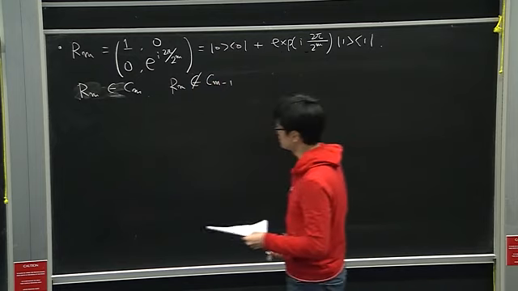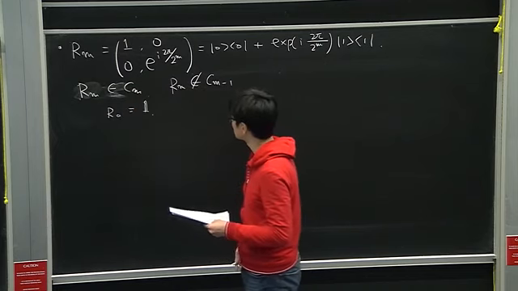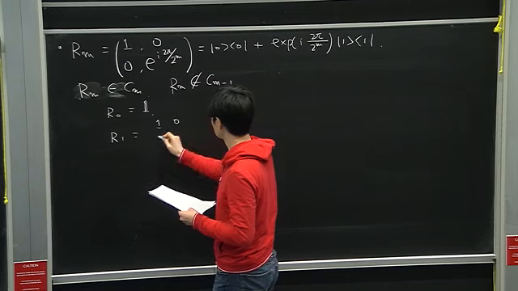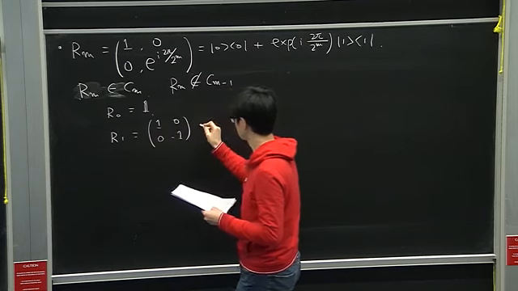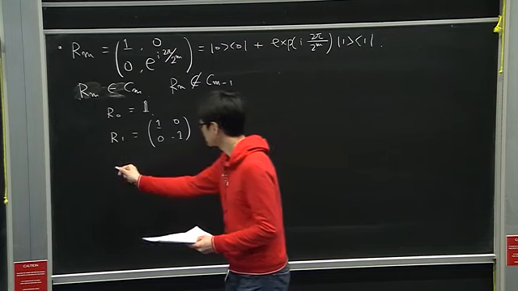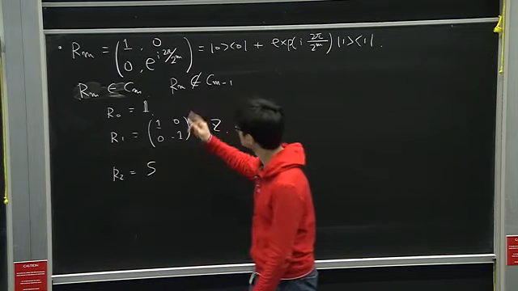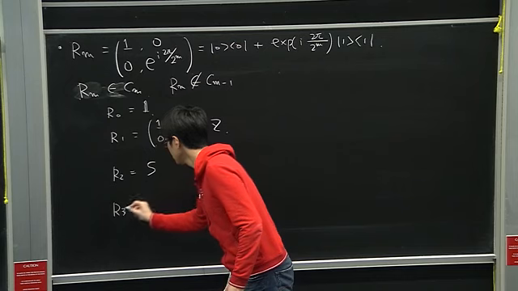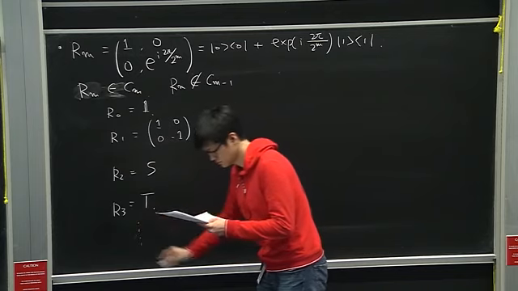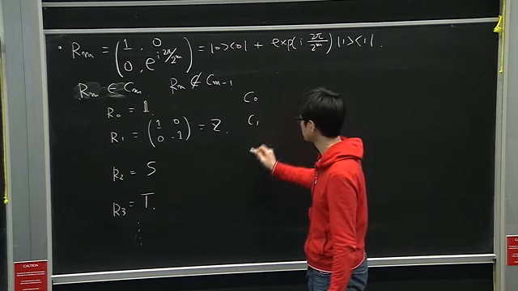To see this, let's look at them one by one. R0 is the identity operator. R1 is the Pauli Z operator. R2 is the S operator. R3 is the T operator, and so on. It keeps going. This is C0, C1, C2.